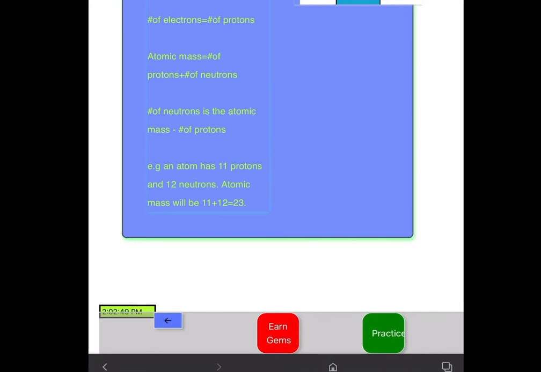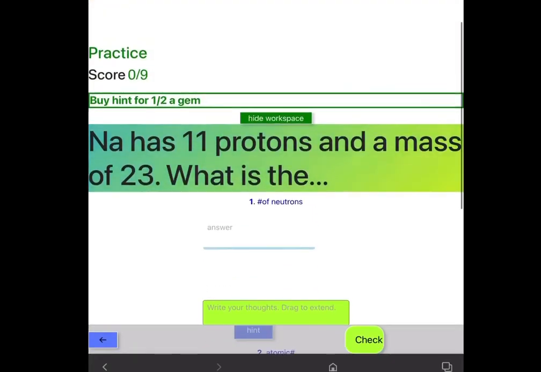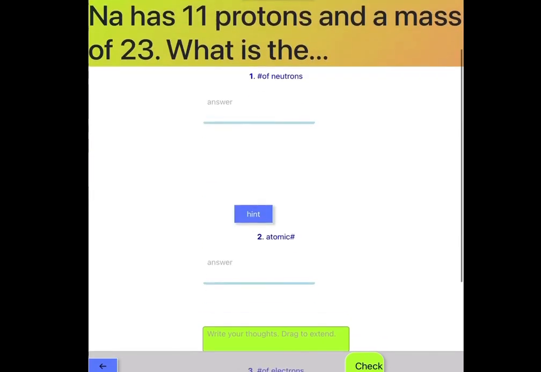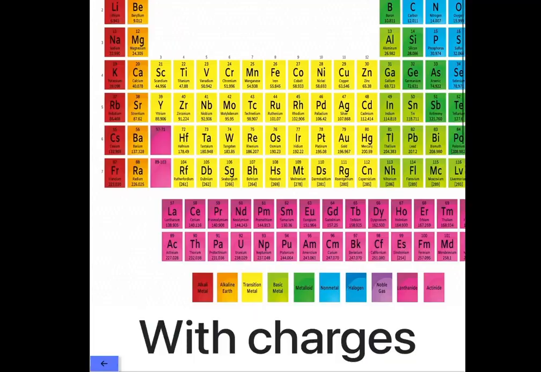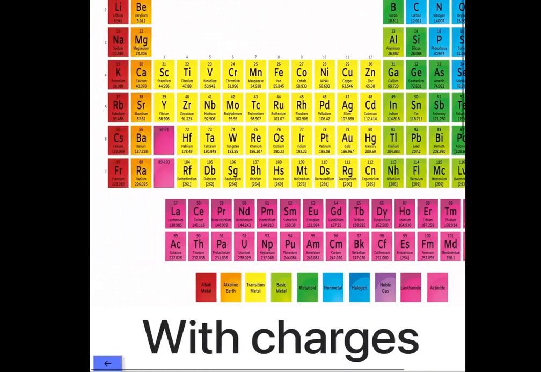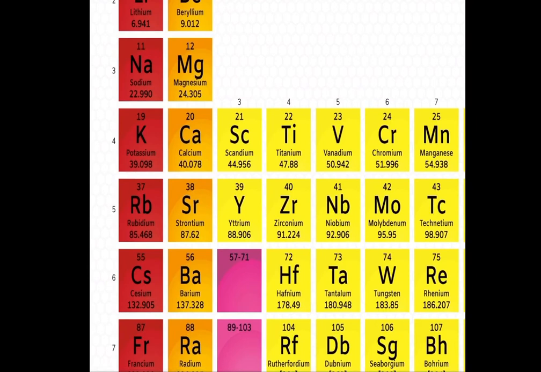And I'm going to press practice. And you can go through this quiz before moving on to the next stage. Na has 11 protons and a mass of 23. What is the number of neutrons? So over here we can use the periodic table and find the symbol of Na. So after looking around, we can see that Na has an atomic number of 11. And if it has an atomic number of 11, that means it also has 11 protons.